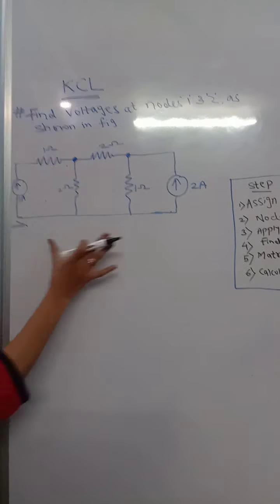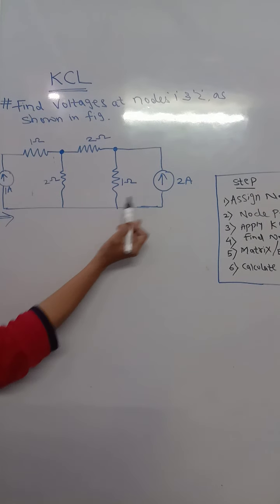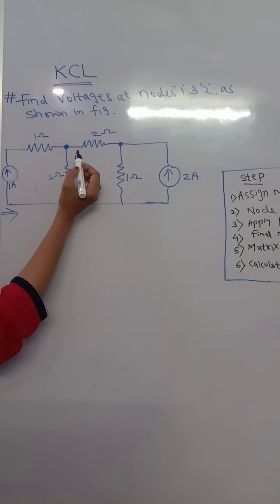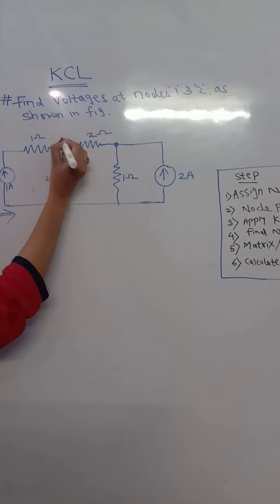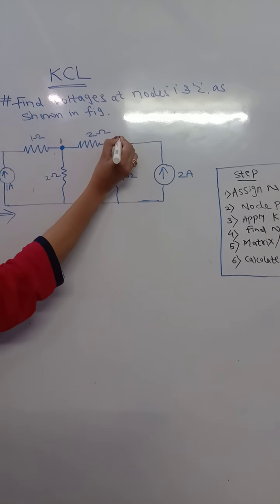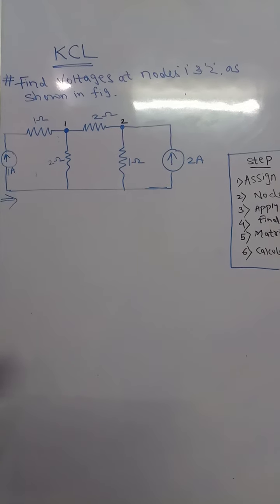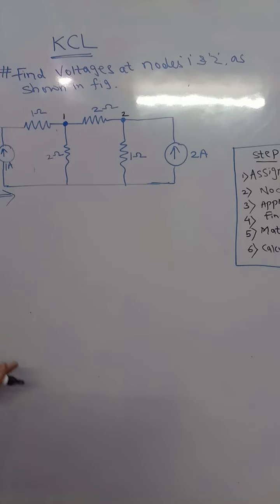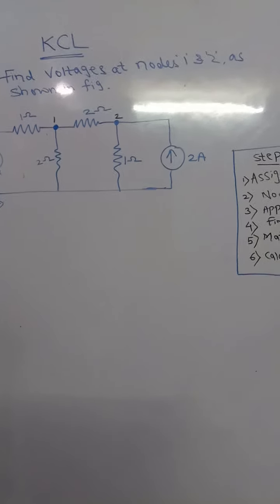If you observe this circuitry, you will find two currents placed here, the 1 ampere and the 2 ampere. The circuitry is given. The nodes are also given, that is node 1 and node 2. In many cases, nodes will not be mentioned or drawn, so you need to mention the nodes as per your circuitry.